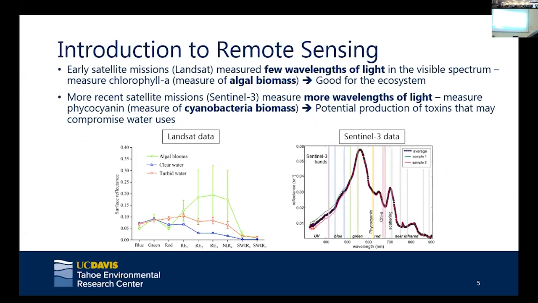Early satellite missions, such as the Landsat series, measured few wavelengths of light in the visible spectrum, and we could use this information to determine chlorophyll A, which is a measure for algal biomass. But more recent satellite missions, such as Sentinel-3, measure more wavelengths of light, and we can use this additional information to calculate phycocyanin, which is a measure of cyanobacteria biomass. So we can use these newer satellite tools to tell us when we have harmful algal bloom events versus other types of algal blooms.